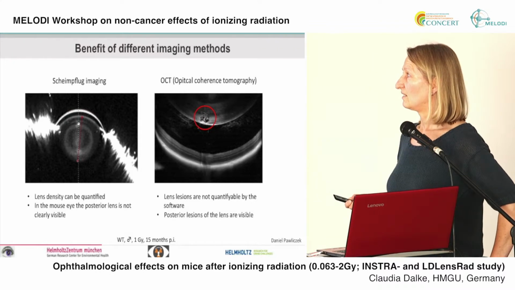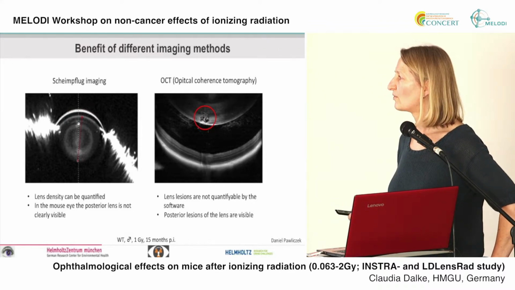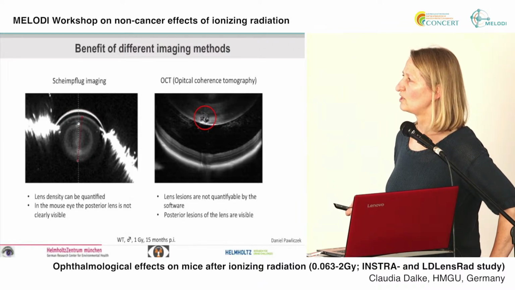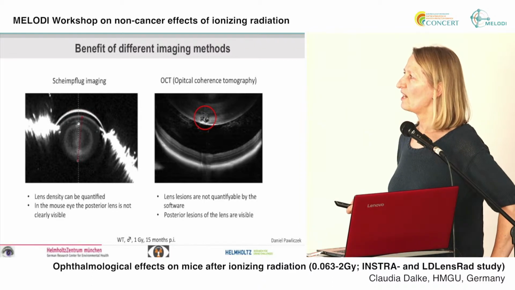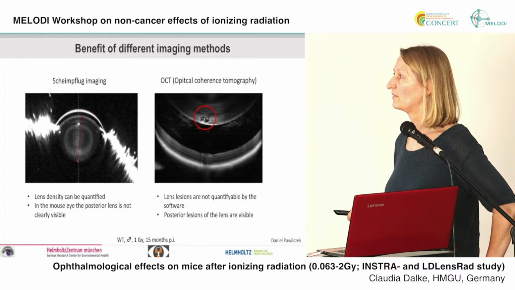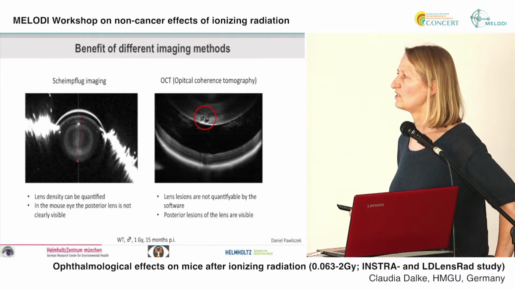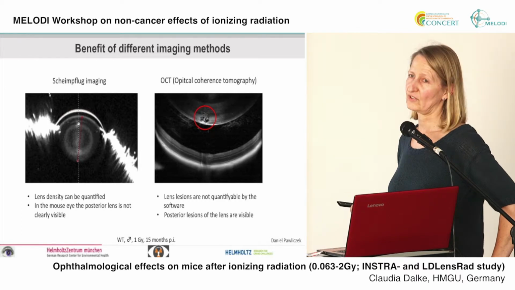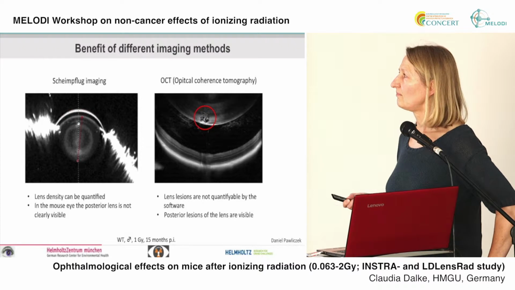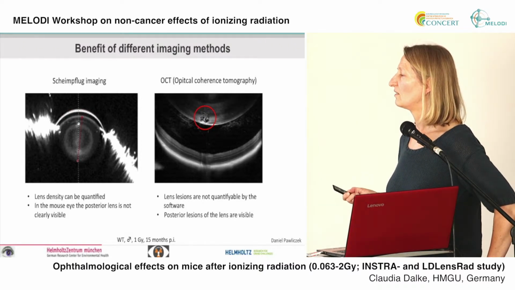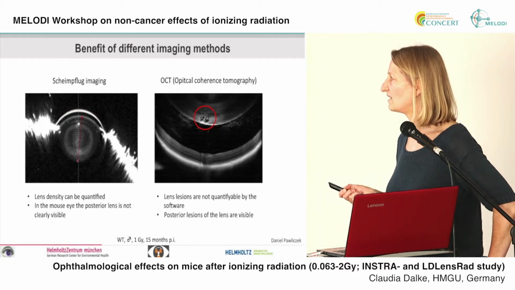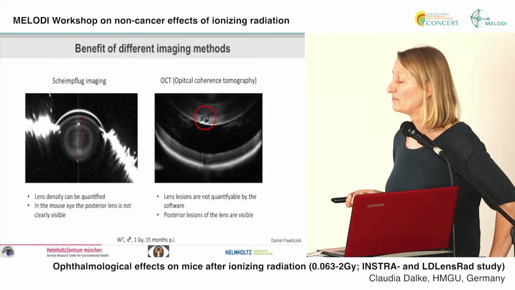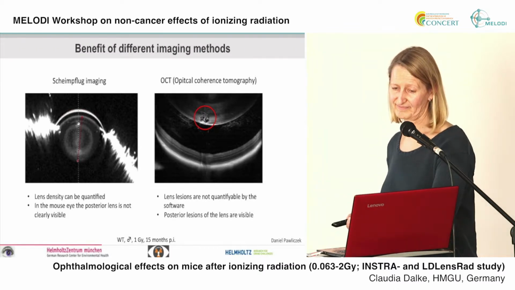of the lens. And so this is the same mouse eye from a 1 gray irradiated mouse 15 months after irradiation. And in Scheimpflug imaging, yeah, can't be sure, so there's some clouding of the lens, because the data you get when you measure the lens density with this Scheimpflug machine, so it's not really different from wild type. But here in the OCT machine, you really can see these lens lesions in the posterior part of the lens. So what's not that nice, you can't quantify this, but it's visible.